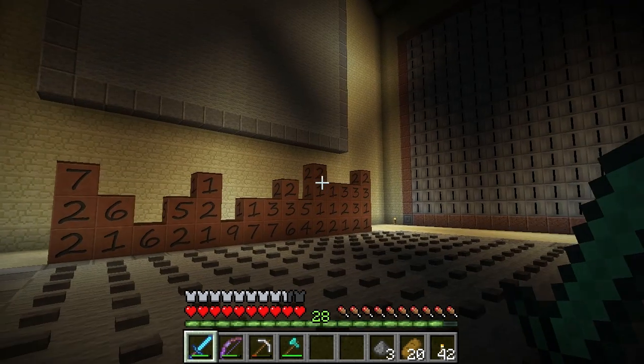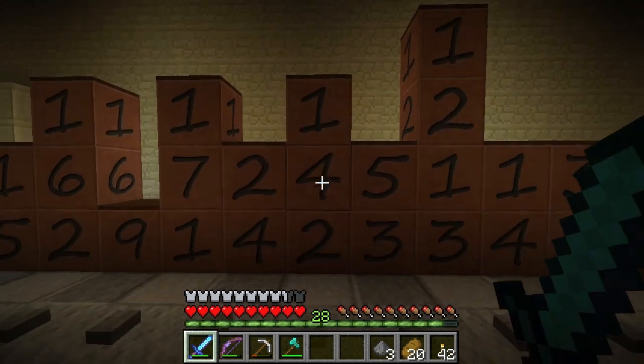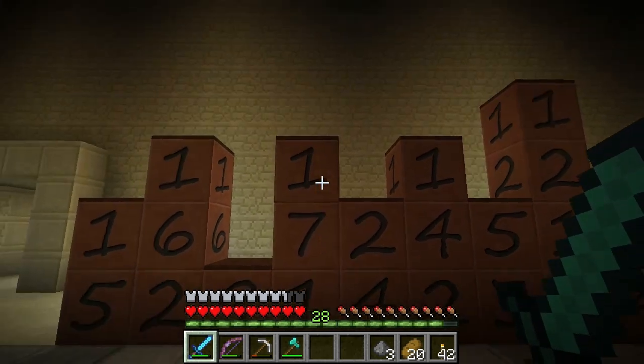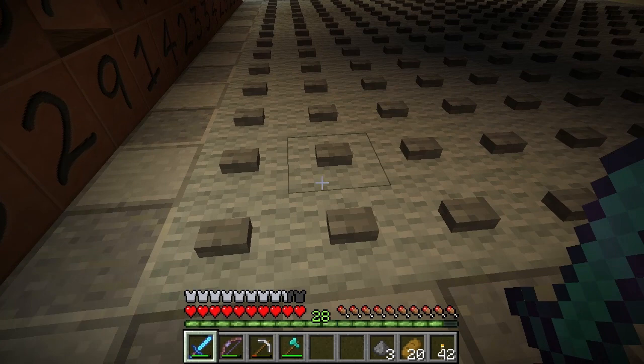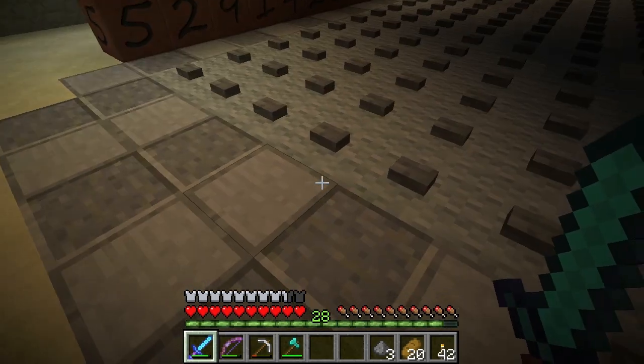Now, what are the carpets for? They don't mean anything. Okay. 7, 8, 9, 10, 11. 6, 7, 8, 9, 10, 11. Oh, boxy, boxy. Is this 15 by 15?